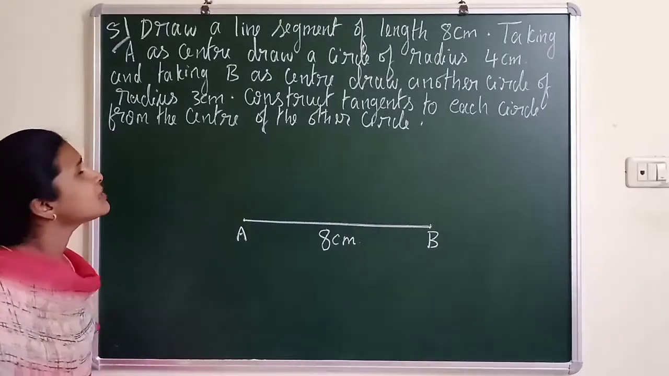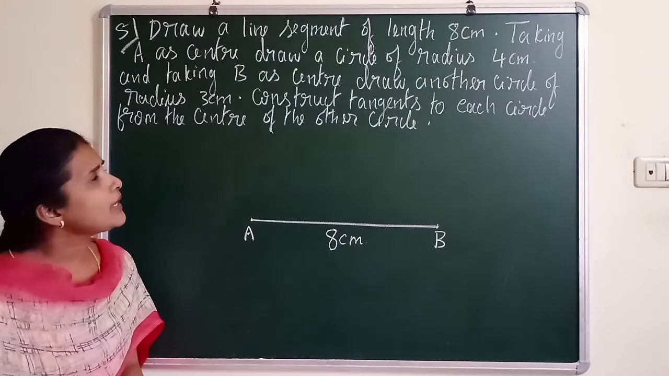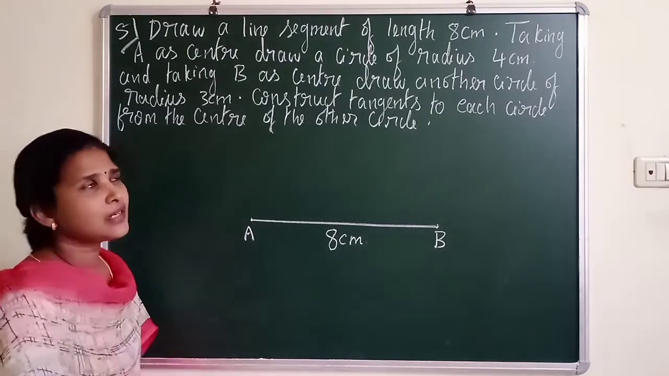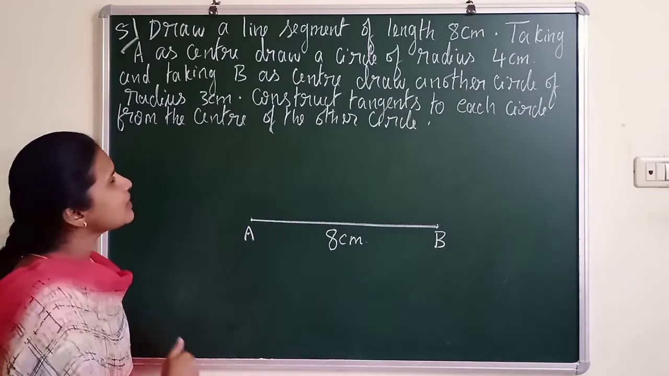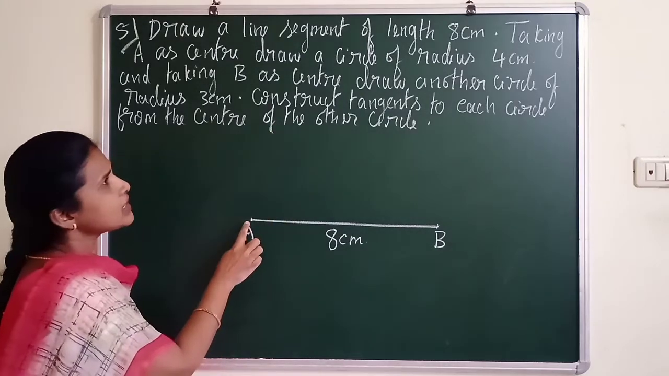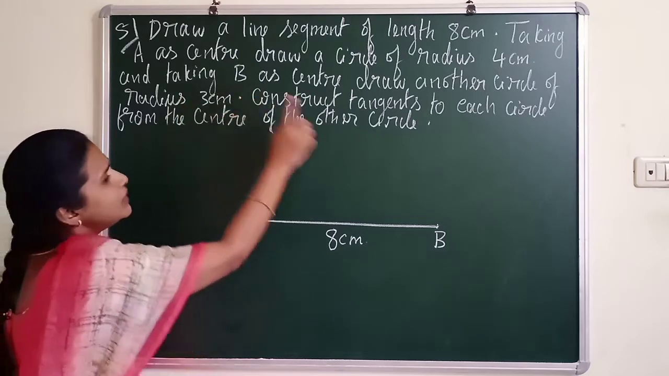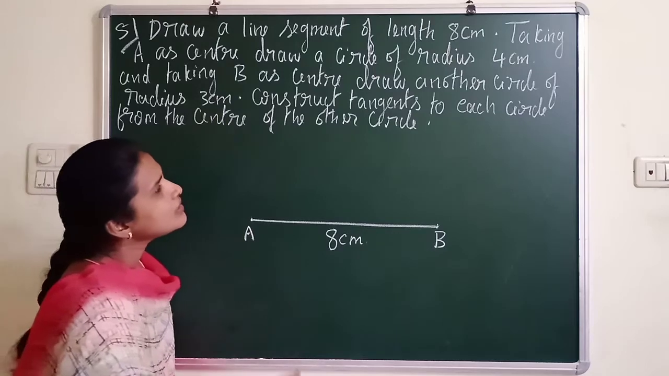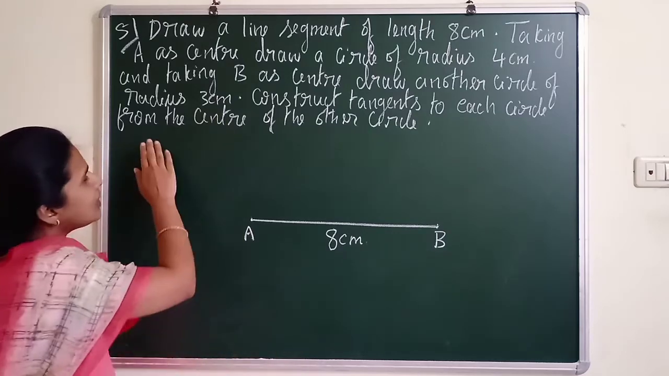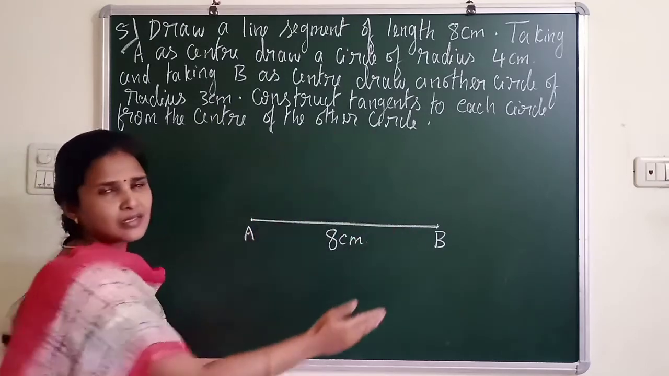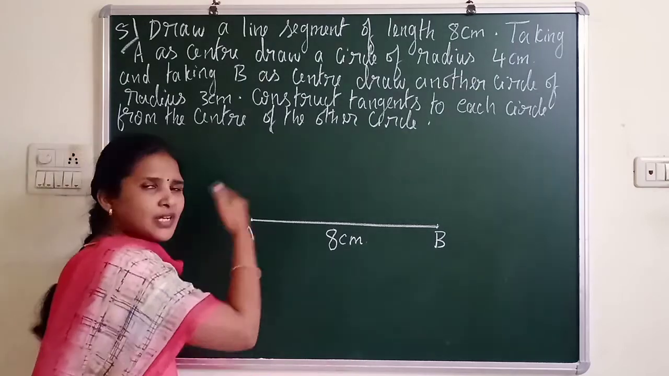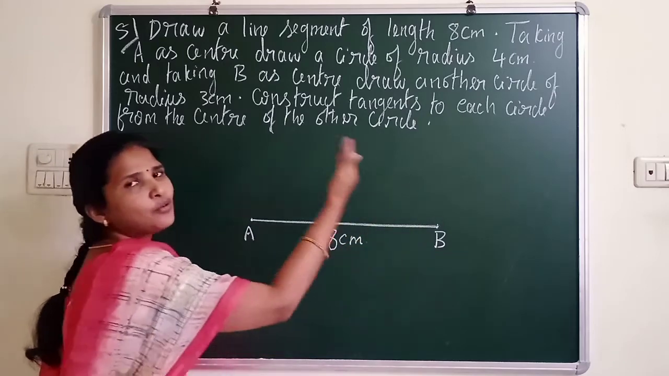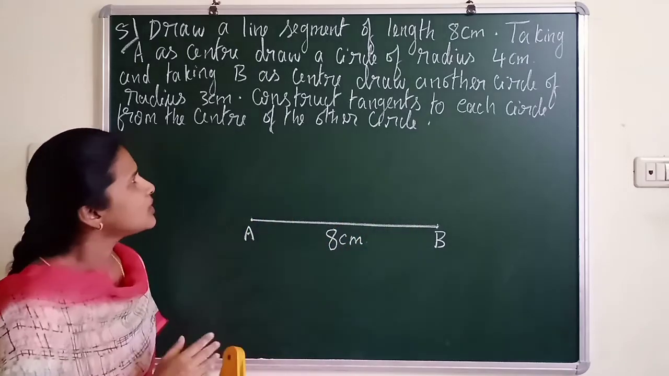The next question is question number 5. Given, draw a line segment of length 8 centimeter. Taking A as center, you have to draw a circle of radius 4 centimeter, and taking B as center, draw another circle of radius 3 centimeter. Construct tangents to each circle from the center of the other circle. Means from the center of the first circle, I have to draw a tangent to the second circle, and from the center of the second circle, I have to draw a tangent to the first circle. So this is the concept here.